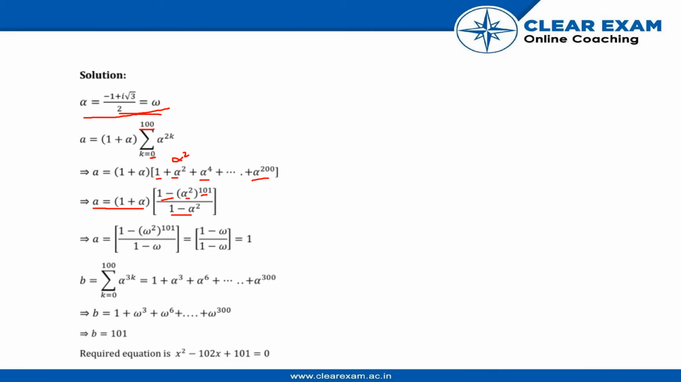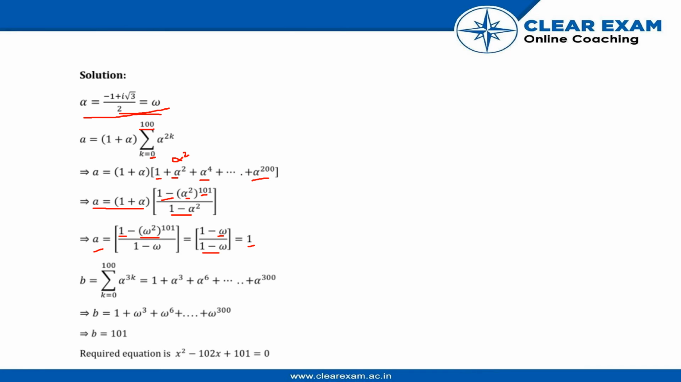Then in the next step we get A equals 1 minus omega square to the power 101, since alpha square is also equal to omega square. Alpha itself is equal to omega, so we get omega square to the power 101. So omega square to the power of odd powers turns into omega itself. So this gives us 1 minus omega upon omega, which is 1.